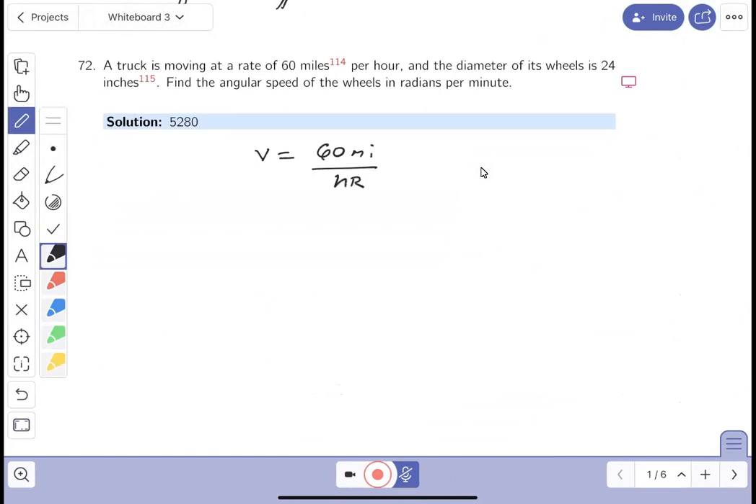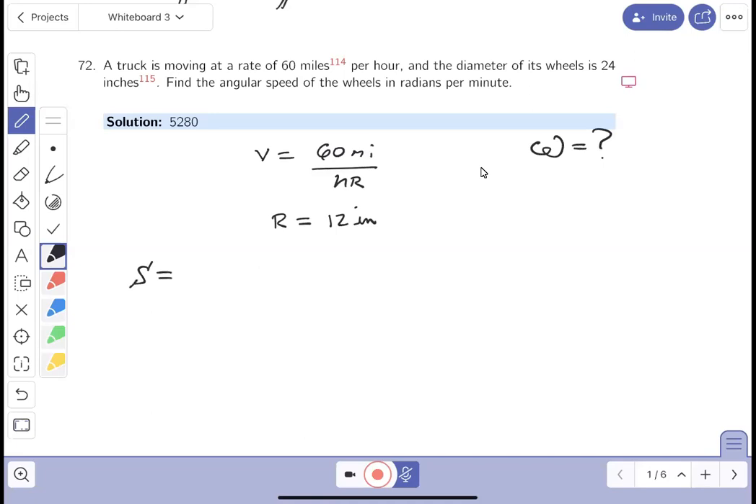Okay. The diameter of the wheel is 24. Well, we like circles, so I'm going to put radius down. The radius is 12 inches. Well, it's a small wheel, isn't it? Find the angular speed. Wow, they want omega. That's the angular speed.